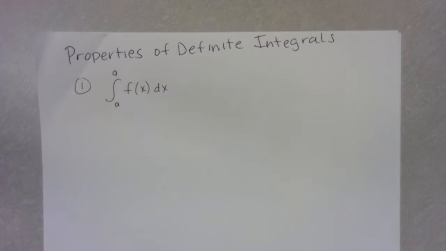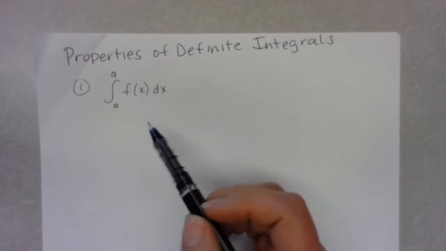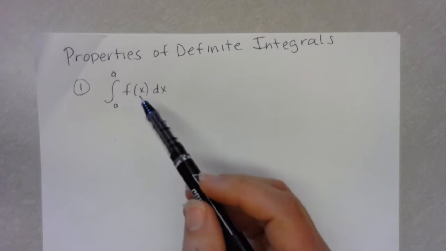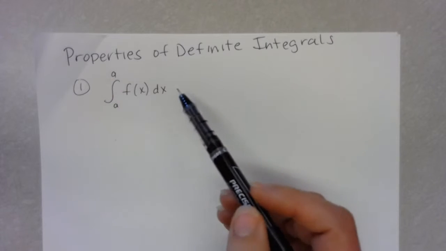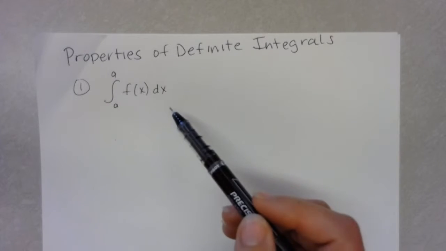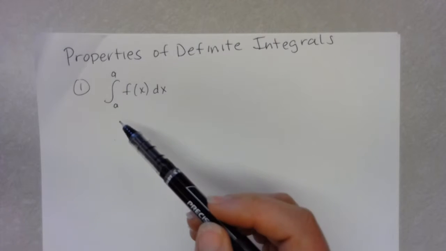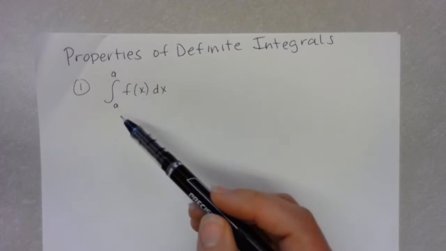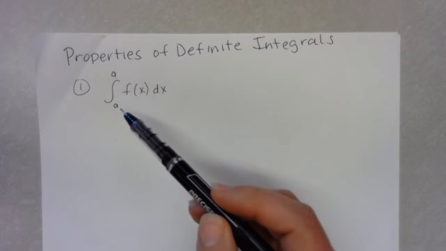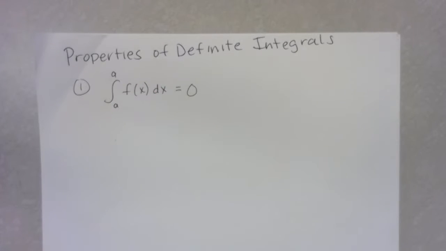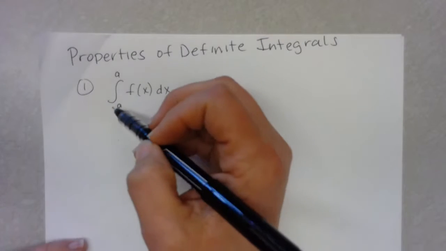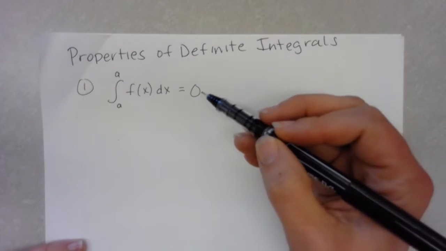So now that we know what a definite integral is, it's time for us to learn some properties that apply to them. This first one here, if I have the integral from a to a of f of x dx, remember if I had a to b, then that was interpreted as the area under the curve from a to b. Well, if a is the same, then I really don't have any area. So this is actually 0. So if my limits of integration, or my bounds here, are the same, then my value is just 0.